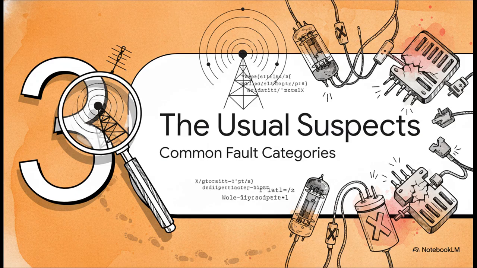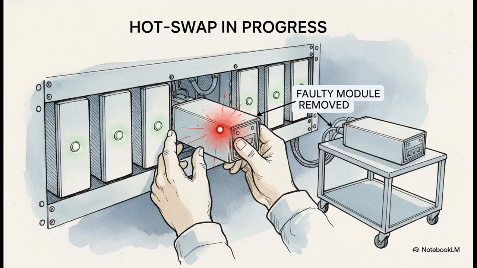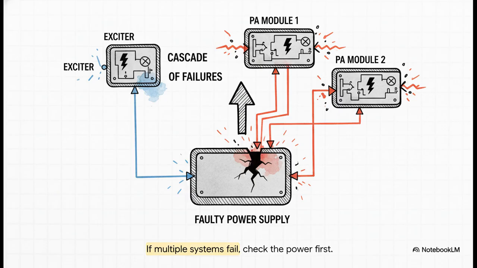And just like in any good mystery, there are always a few usual suspects that are responsible for the vast majority of transmitter failures. First up, the power amplifier modules. Now, these things are the real workhorses of the transmitter, and because of that, they're one of the most common failure points. But the great thing about modern modular designs is that an alarm will often point you to the exact failed module, letting you hot swap it without even taking the station off the air.